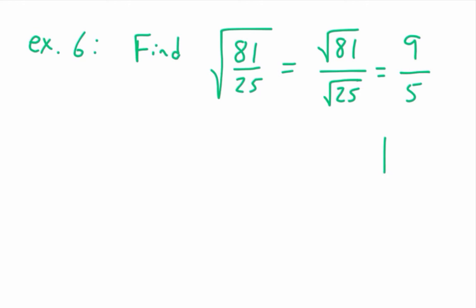Or as a mixed number, it would be 1 and 4 fifths. 5 goes into 9 one time evenly, right? 5, 10. Because 5 goes into 9 once, and that'll take 5 of the 9 away, leaving 4 left. So the final answer would be 1 and 4 fifths.